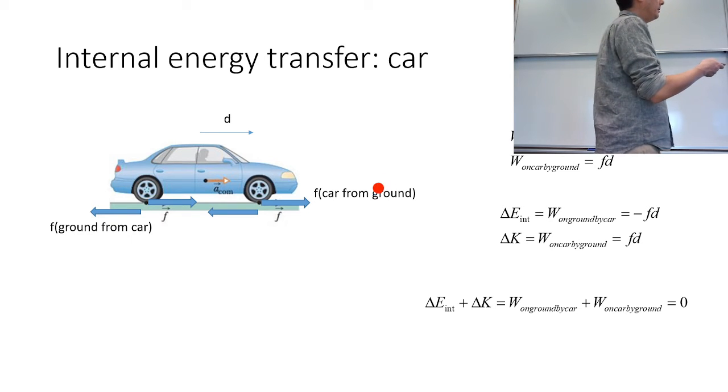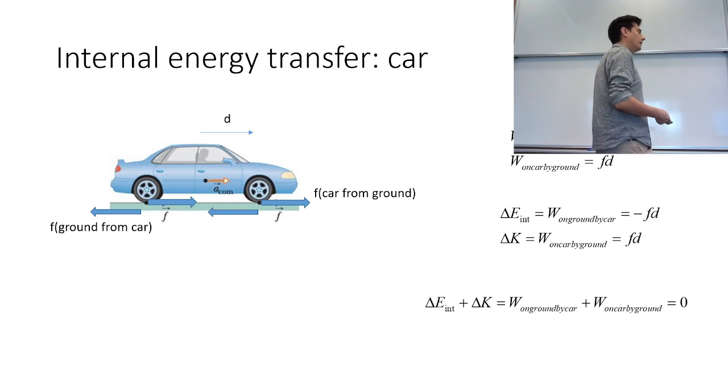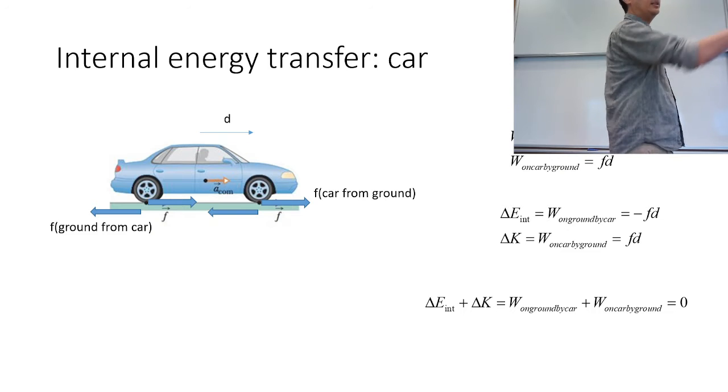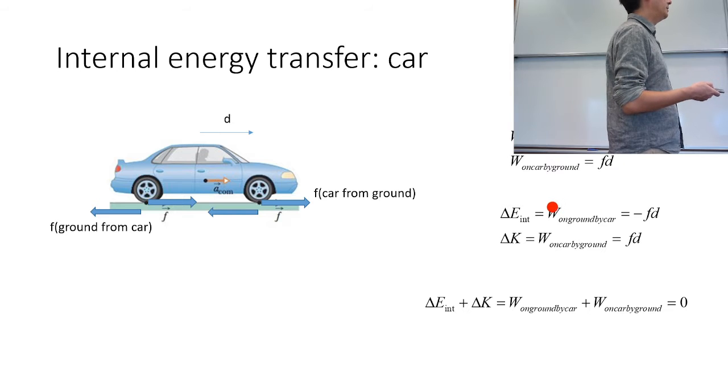So this first one, the work on the ground by the car, is going to be a negative quantity. And the second one, the thing that actually drives the car forward or gives the car kinetic energy eventually, is the work on the car by the ground. The ground is pushing the car forward by force times distance. And what this work is eventually doing is changing the internal energy of the car.